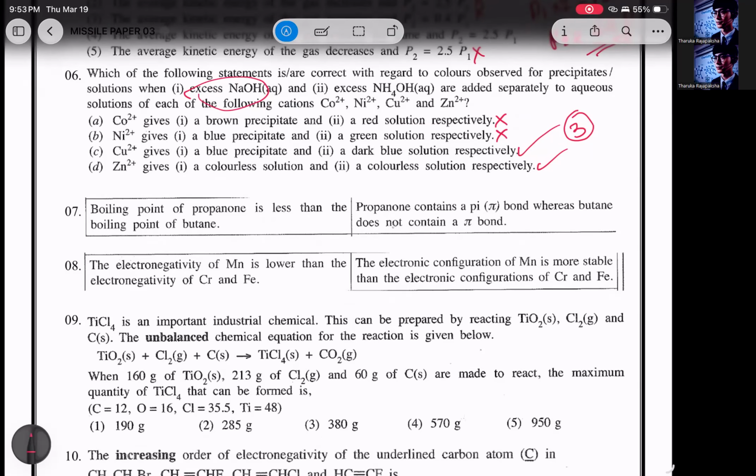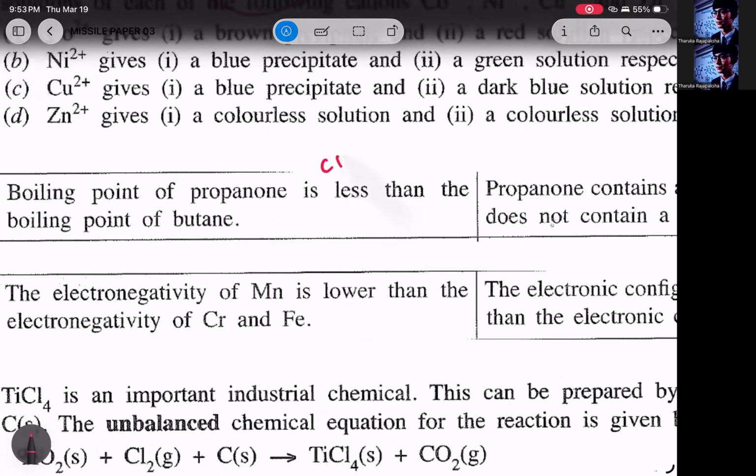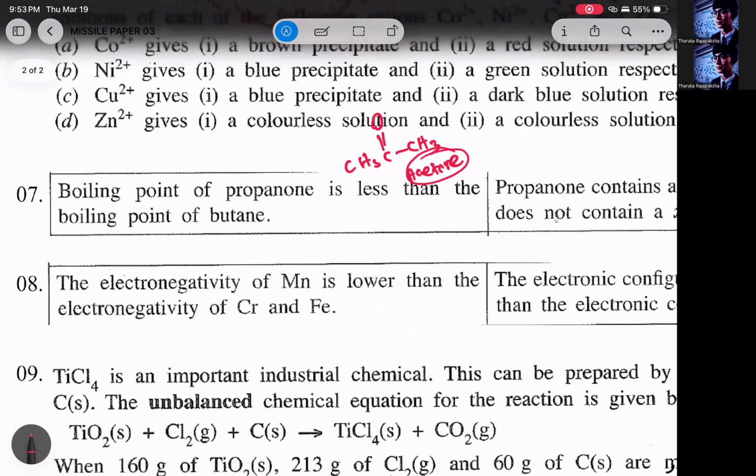Boiling point of propanone is less than butane. So propanone: meth, eth, prop. It's a ketone, so the central carbon atom should have a double bond to oxygen. So propanone is similar to acetone. Actually, this is also called acetone, so keep that in your mind. This is called acetone. So this is propanone, less than the boiling point of butane.